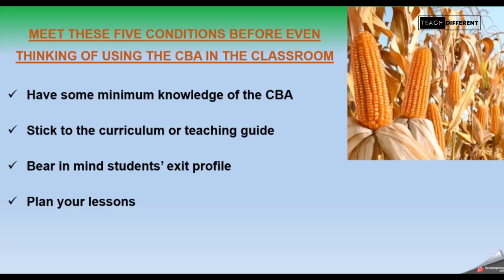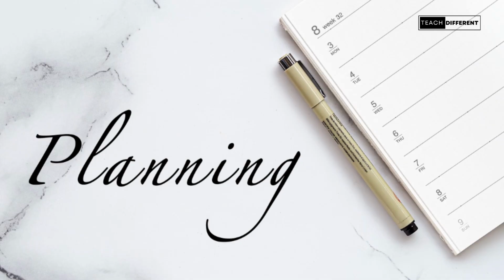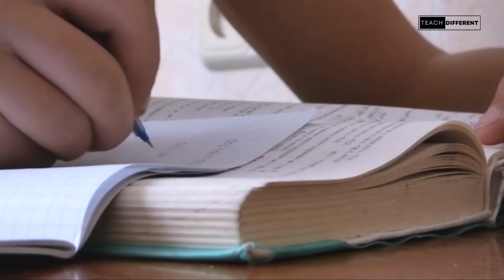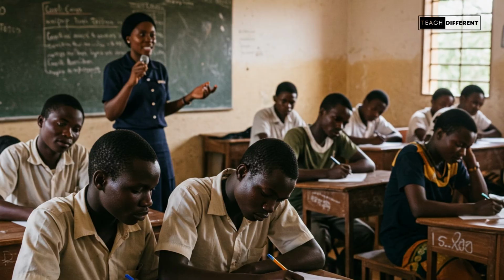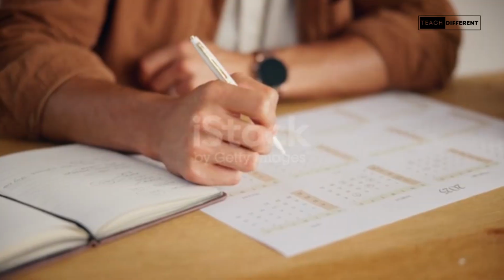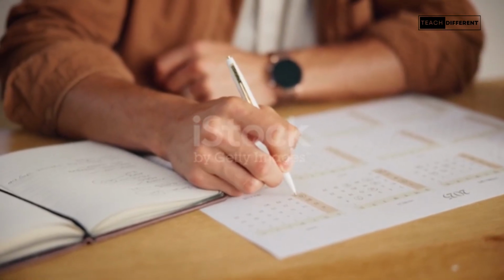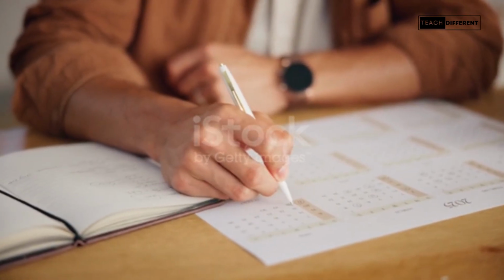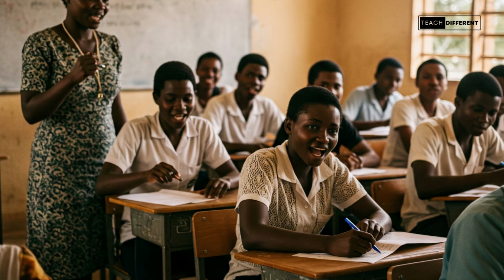Condition number 4 is never teach without planning first. Take lesson planning seriously. I know it's not easy to plan every lesson, but you know what? Only serious teachers plan their lessons. And to facilitate it for you, I'd suggest that you plan your lessons during the long vacation. From June to September, you have quite enough time to plan all your lessons before classes resume in October.